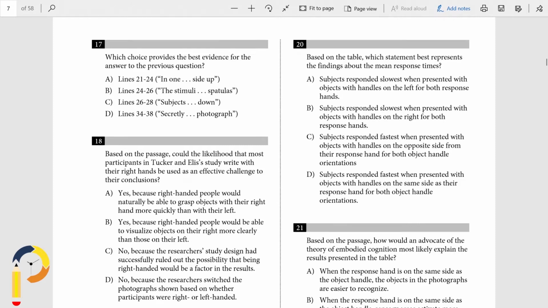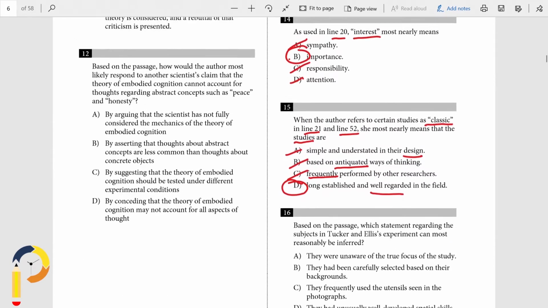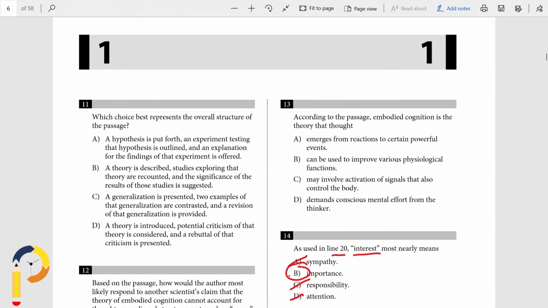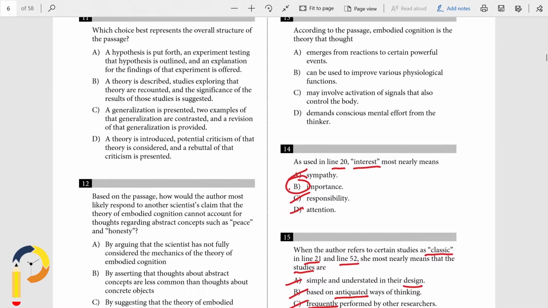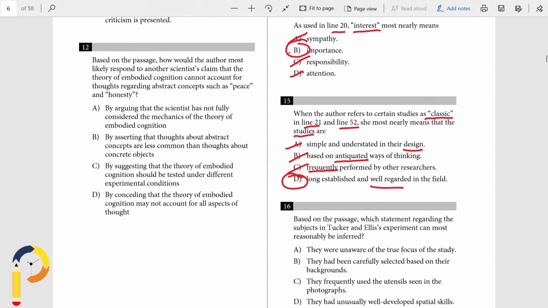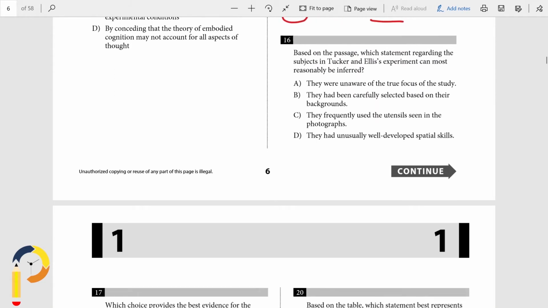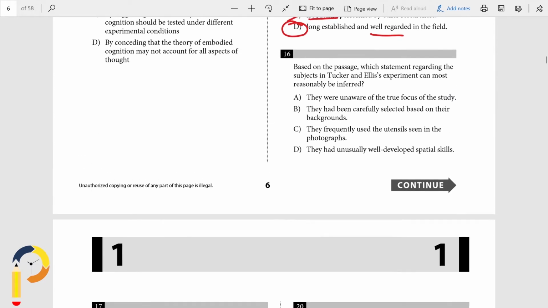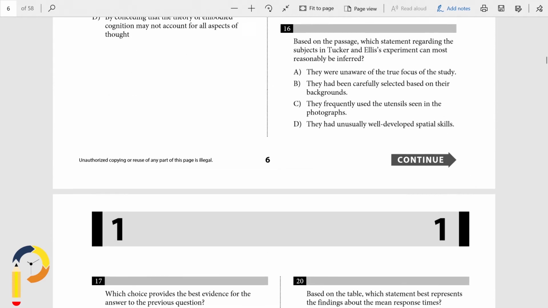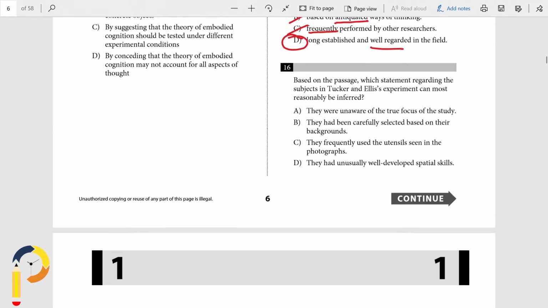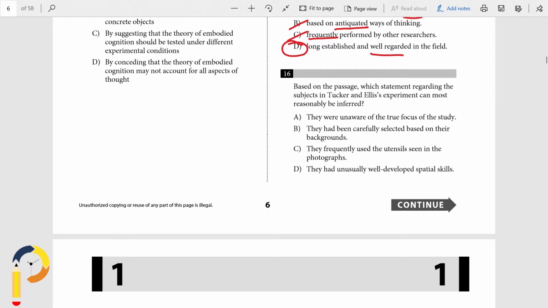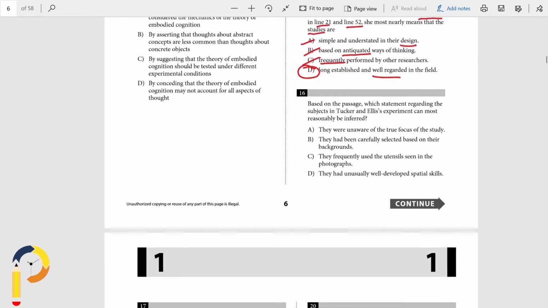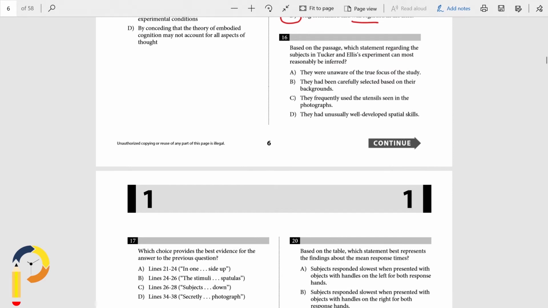Okay, we do not have any more line reference questions. If you remember, the first passage had quite a few line reference questions, so it was considerably easier than this one. So we can directly move on to the best evidence question, which is 16 and 17. Based on the passage, which statement... it's a paired question, a specific paired question, which we're going to move on to.